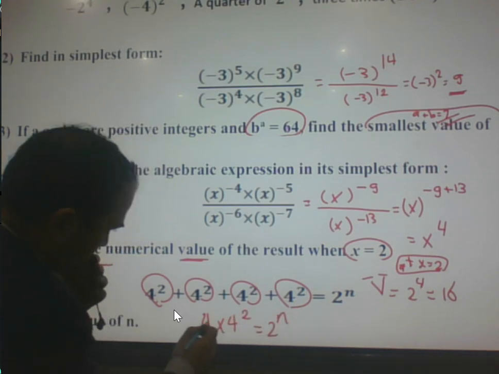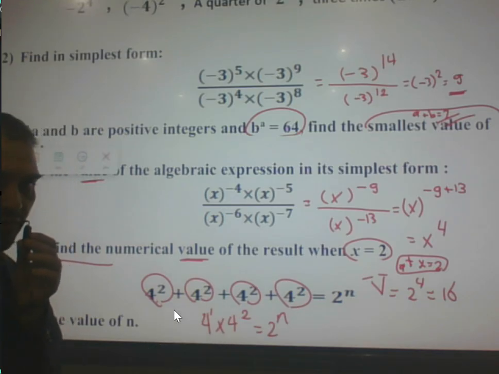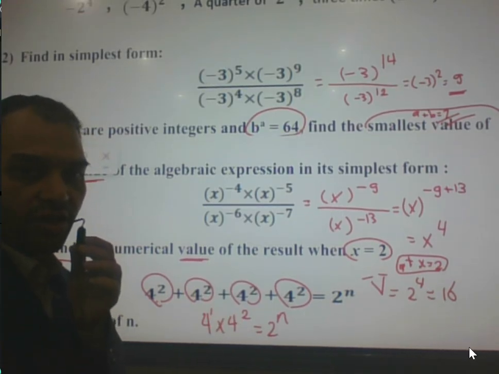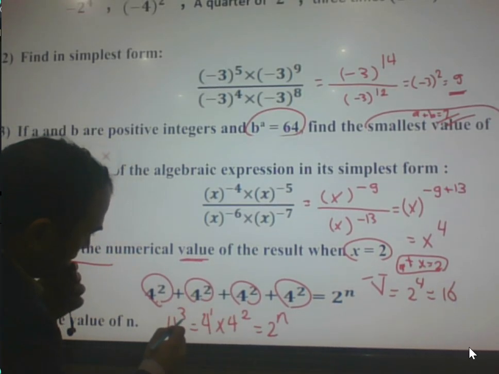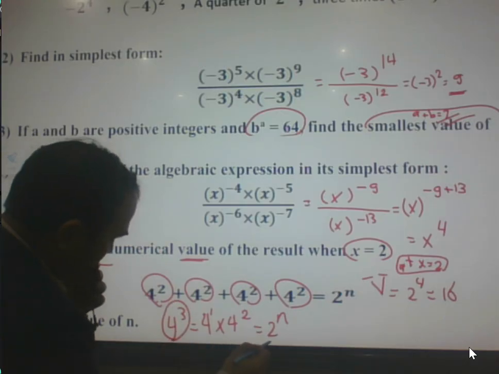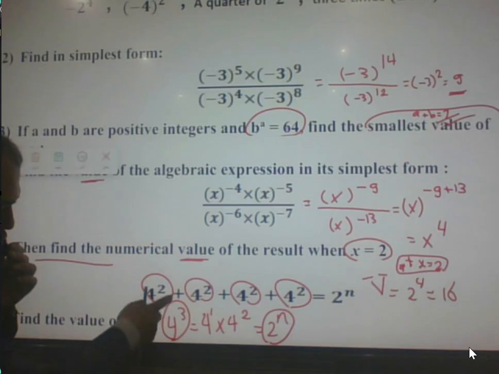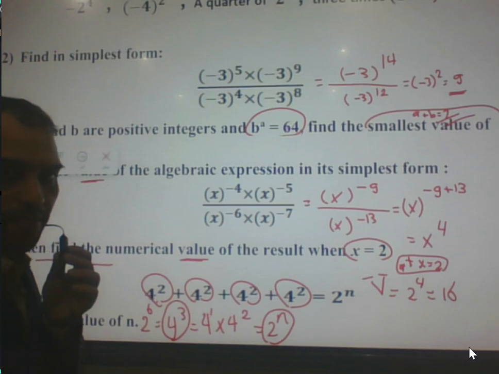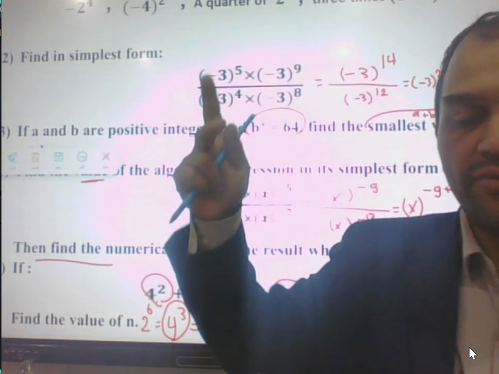You can add the powers here. Look at me. 4 times 4 power 2 will be 4 power 3. You can collect the powers here, 2 plus 1 equals 3. Okay? Then the answer will be 4 power 3. Look here. 4 power 3 is equivalent to 2 power n. Who can tell me? We know 4 equals 2 power 2. Do you remember? 4 power 3 equals 2 power 6 because 4 equals 2 power 2. 2 times 3 equals 6.